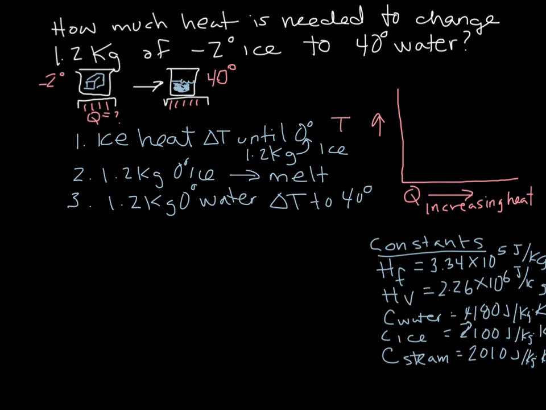On a phase diagram, it looks like this. We started at minus 2 degrees, and we started with the ice, and the ice heated up. It heated up until it reached 0 degrees. At 0 degrees, it began to melt, and during that time there is no change in temperature.